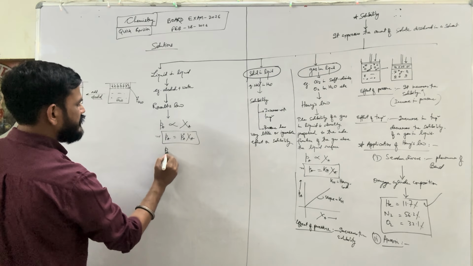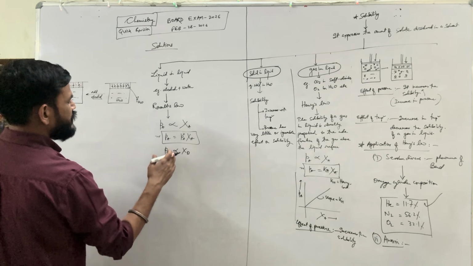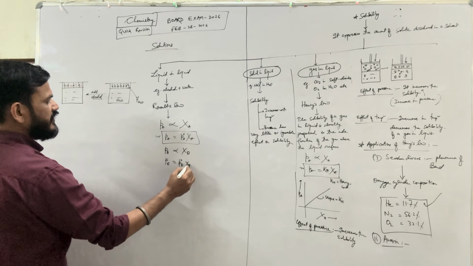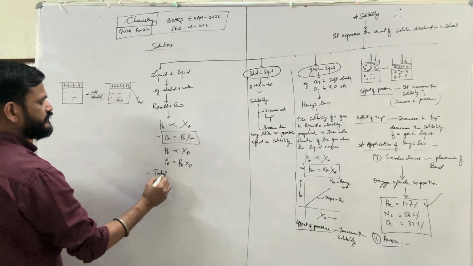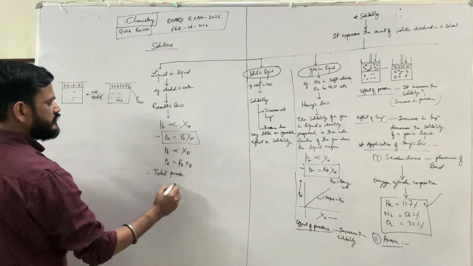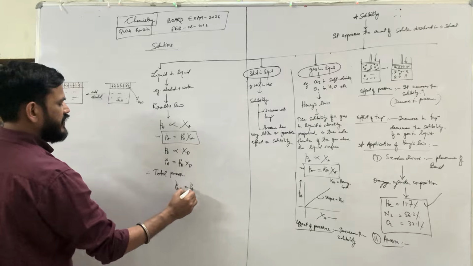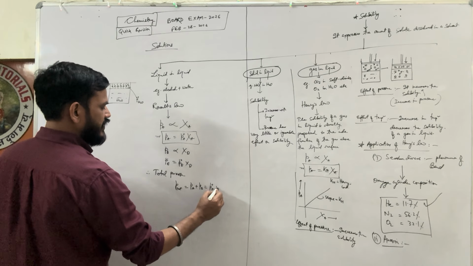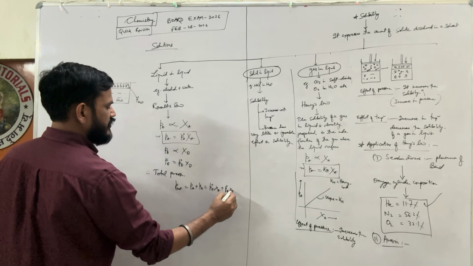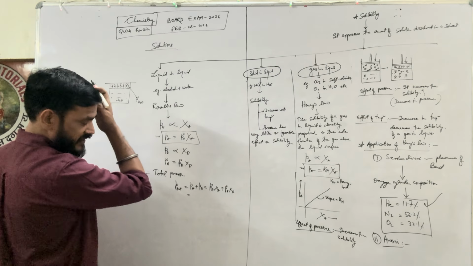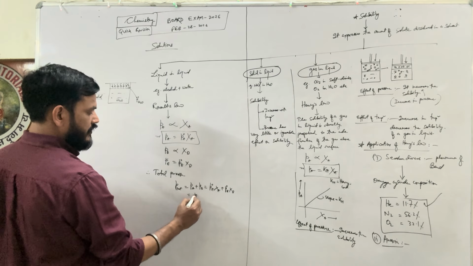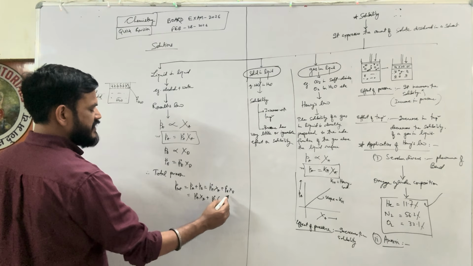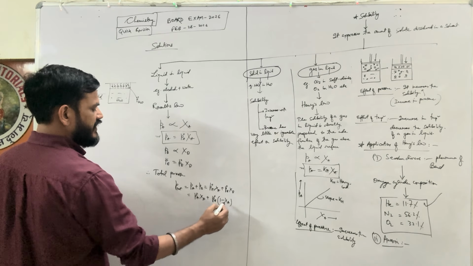Now what will be PB? Similarly, PB will be proportional to the mole fraction of B, the other component, and PB will be given by P naught B chi B. Therefore, total pressure P total will be PA, partial pressure of A, plus partial pressure of B. So we have P naught A chi A plus P naught B chi B. Now, since chi A plus chi B is 1, we can write chi B equal to 1 minus chi A.